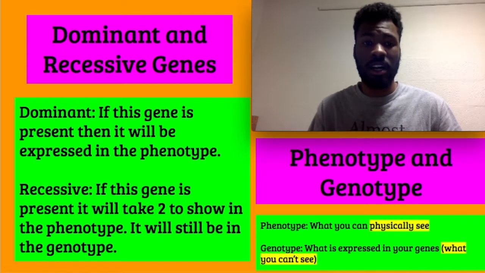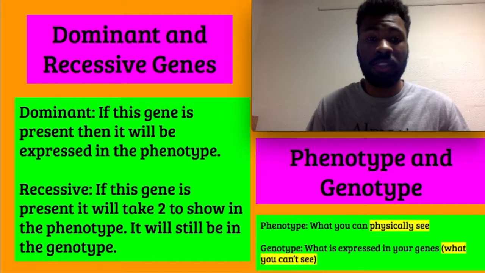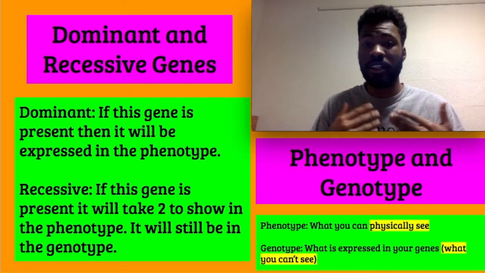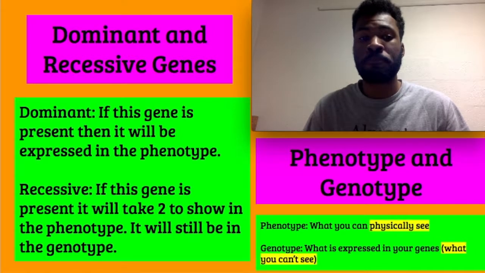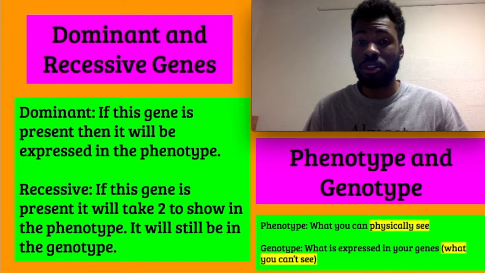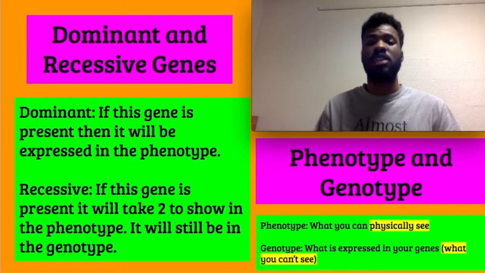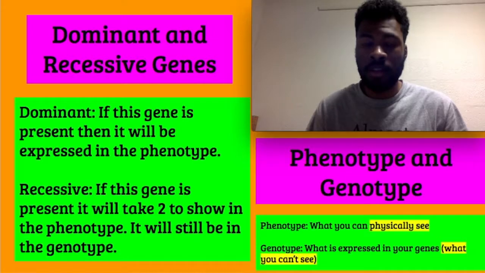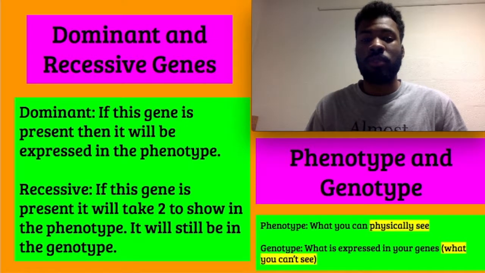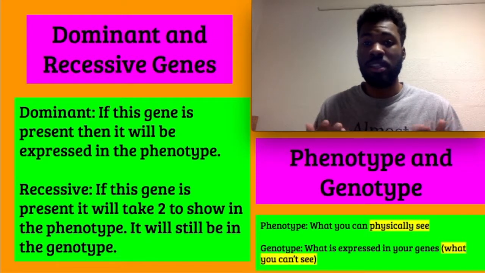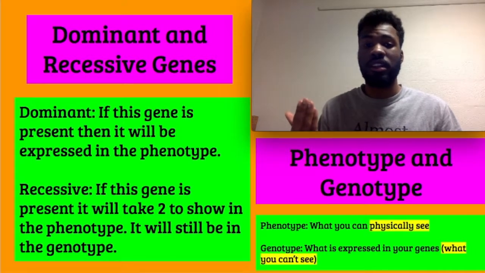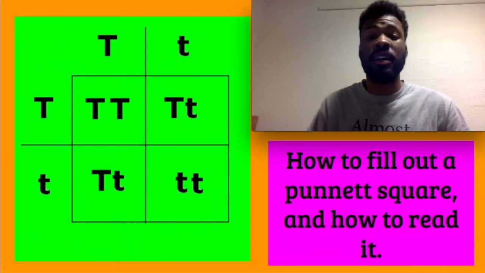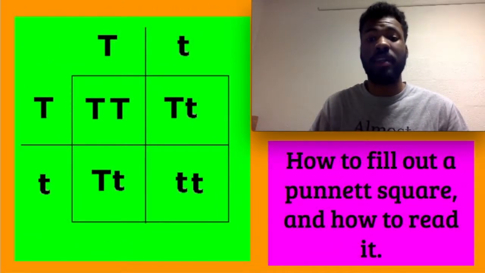Recessive genes, if this gene is present, it will take two for it to be shown inside the phenotype. So it takes two recessive genes to be shown. For example, it'll take a little t and another little t for the offspring to be short.